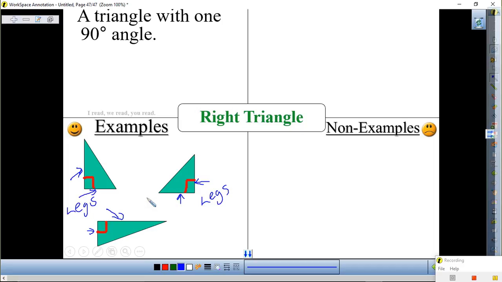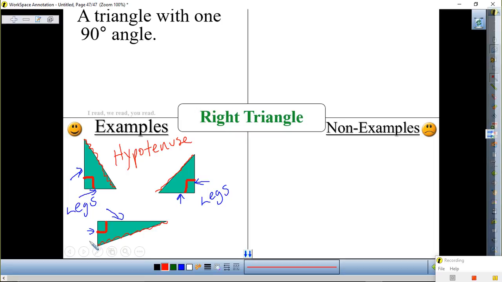So far, so good? But notice that if we label these legs, there's a third side that we haven't mentioned, which is this one right here. This is the longest side. It's usually found across from the 90-degree angle, right across. That one has a specific name. The specific name is the hypotenuse. The hypotenuse is the longest side on a right triangle.